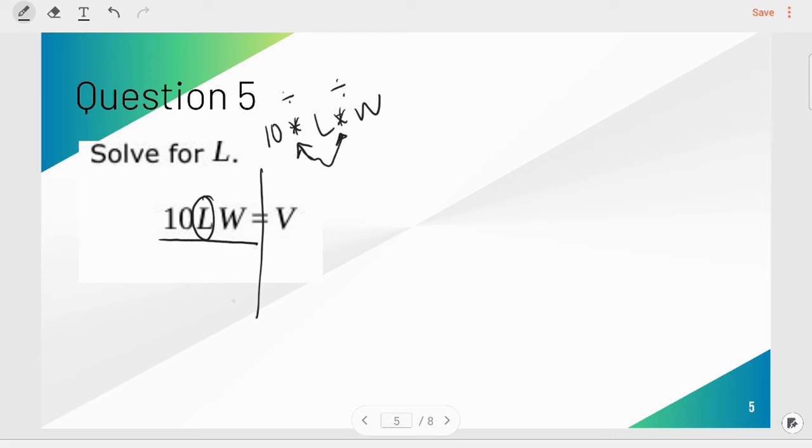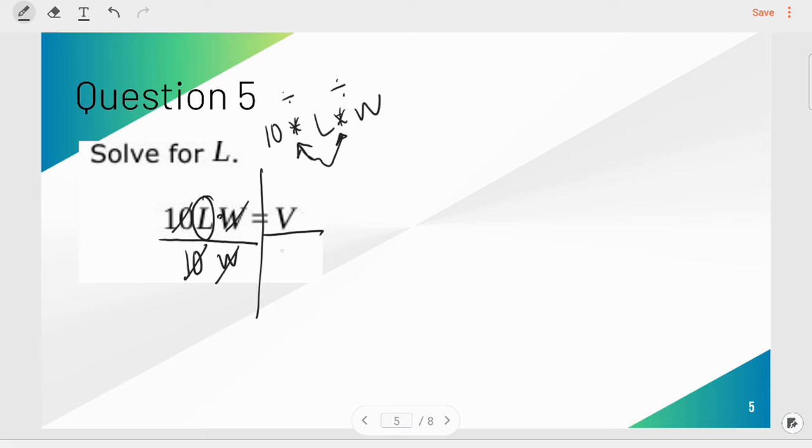So I'm going to undo. I'm going to use my fraction division symbol. And I'm going to say, okay, I need to keep L, so I'm not going to put L in the denominator. I don't want to divide by L. But I do want to get rid of 10, so I'm going to divide by 10, and that's going to eliminate. This is timesing by W, so I'm going to divide by W, and this is going to eliminate.